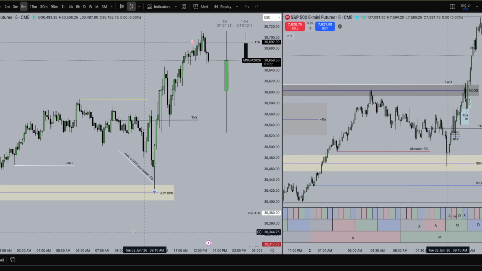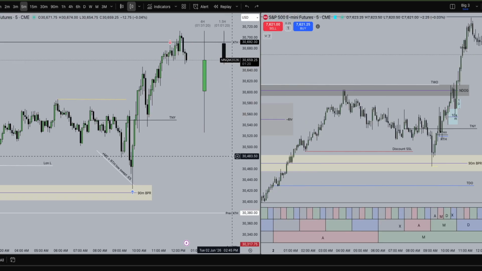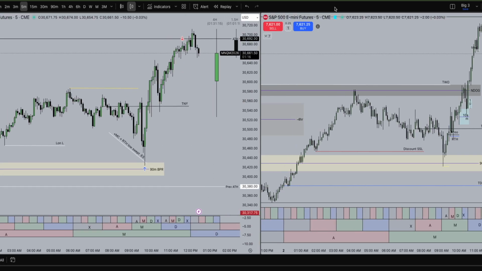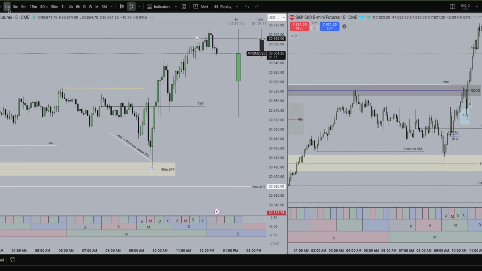If I can line this up. Did I just take that off? I think I did. Okay. So, we can keep both on actually. So go to the 1 minute chart.